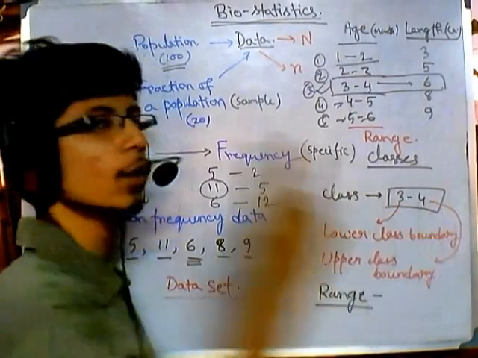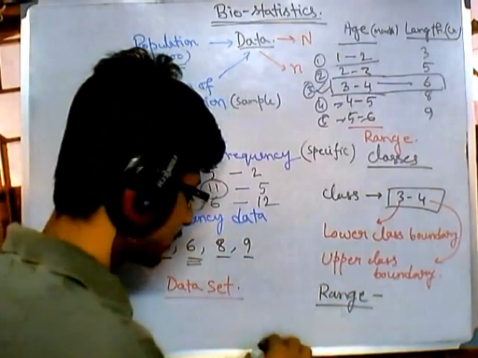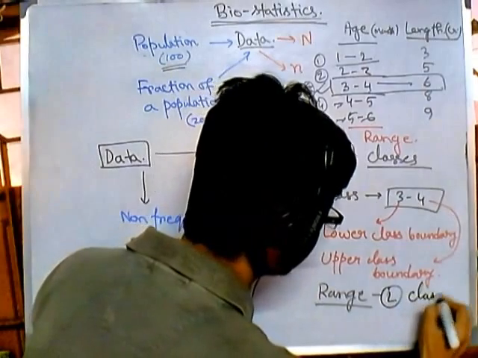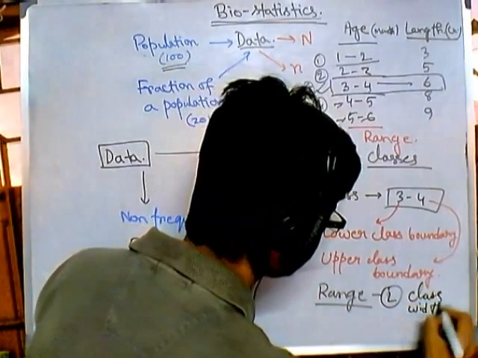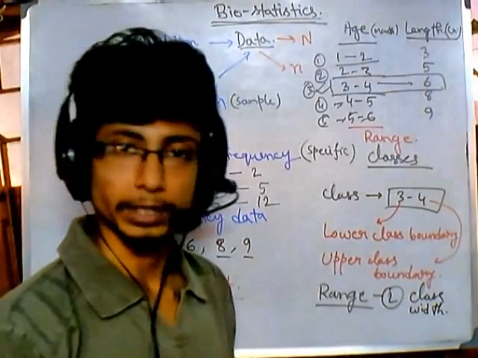So 3 and 4, only 2 elements are there. So the width of the class is 2. So this is also called class width. This is also called the class width.